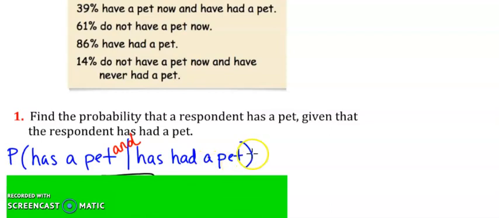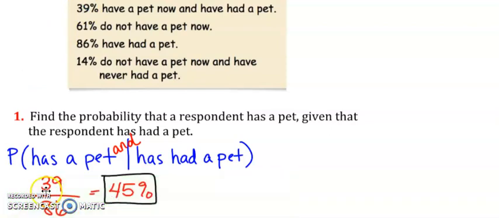So the second statement here is going to be, what is my new denominator? What is my narrowed focus? So it looks like 86% have had a pet. And then the numerator is going to be, well, what is the probability of both? So folks who have a pet and have had a pet. So I'm seeing that that seems to be the 39%. Let's see. Sure enough, 39%, which satisfies both of these, so that's these folks right here, over the have had a pet population, so the 86 down below.